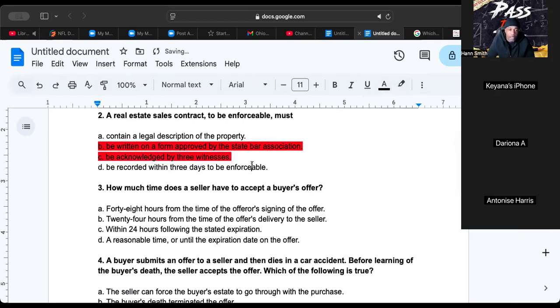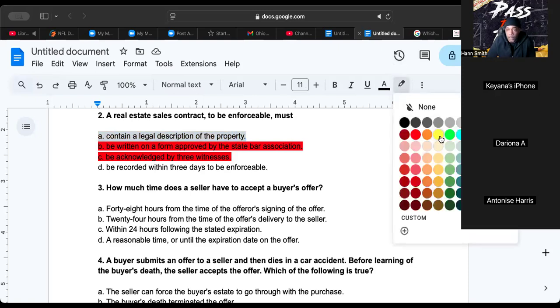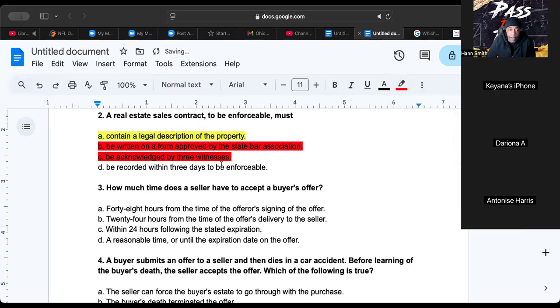So reading the question again, a real estate sales contract to be enforceable must, is it A, contain a legal description, or D, be recorded within 3 days to be enforceable? Is it A? Who said that? Anthony. That's correct. Yeah, that's correct.